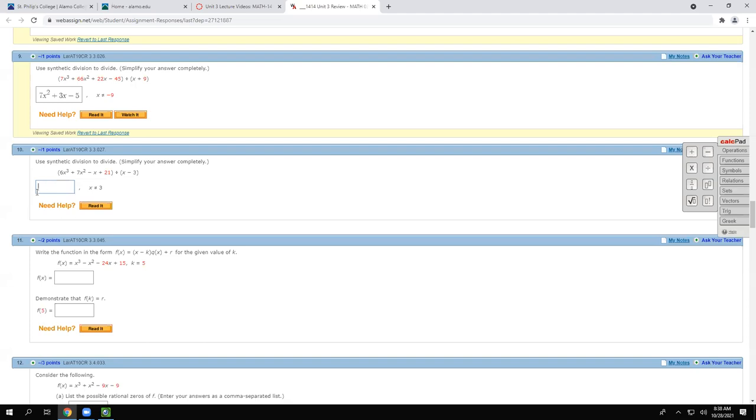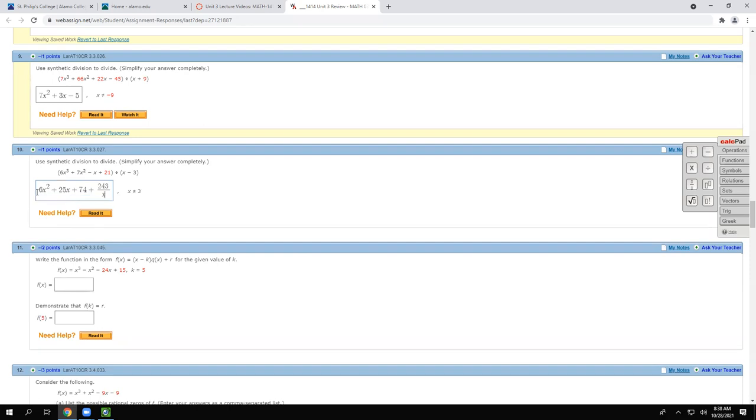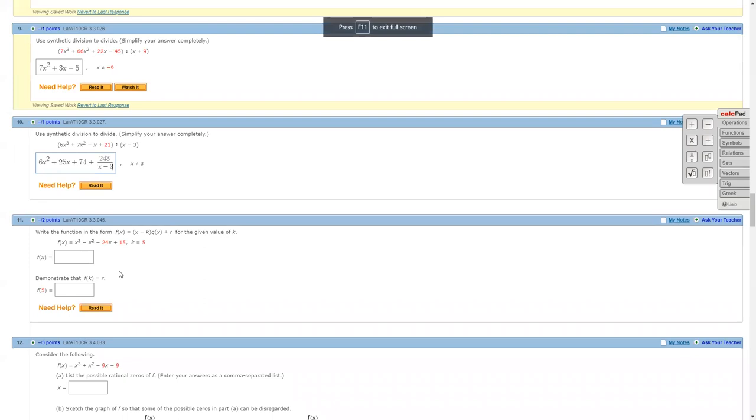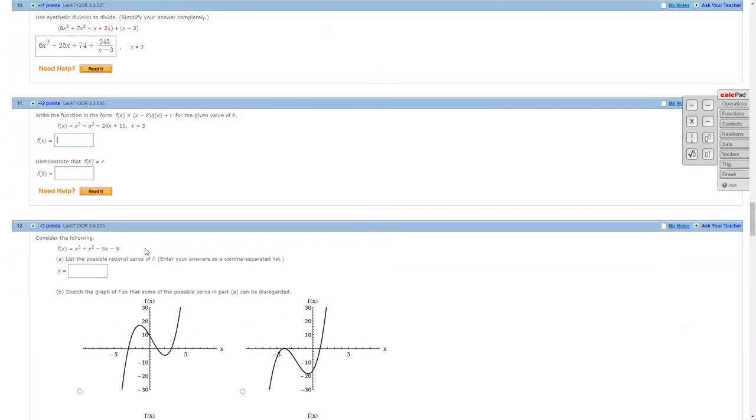Okay, I gotta type this in. So 6x squared plus 25x plus 74 plus 243 over x minus 9, or it's minus 3 actually. Okay, so 11 is a little bit different. I'm going to write it on another paper.